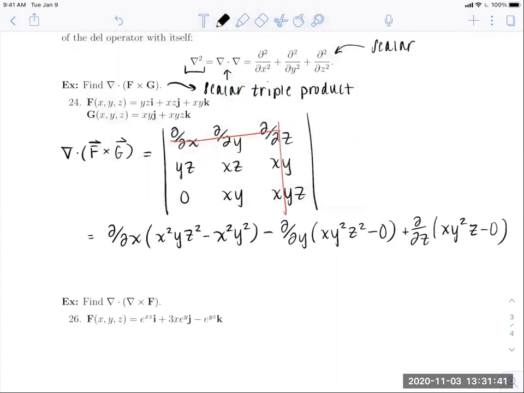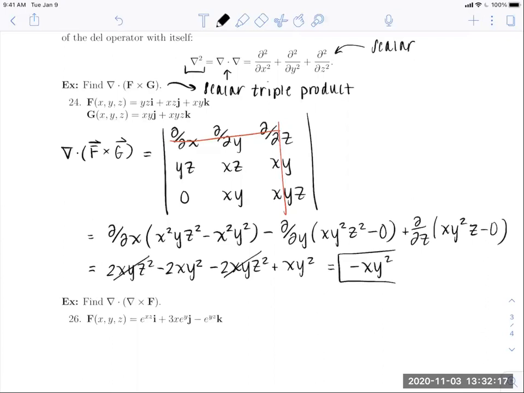And so now let me carry out the partial derivatives. This is going to be a 2xyz squared minus 2xy squared. Moving on to the next term, minus 2xyz squared. And then finally, an xy squared. And so let's see if we can combine any like terms. It looks like these two terms are going to cancel, and I can add the remaining two terms. And so I end up with a negative xy squared. All right, so that is del dot f cross g.